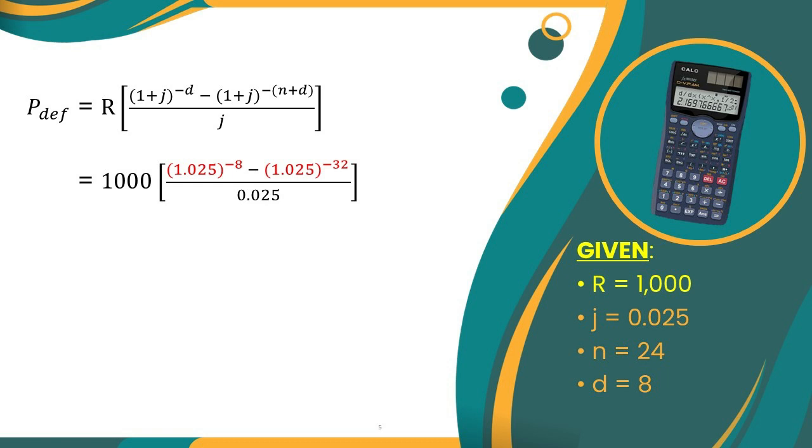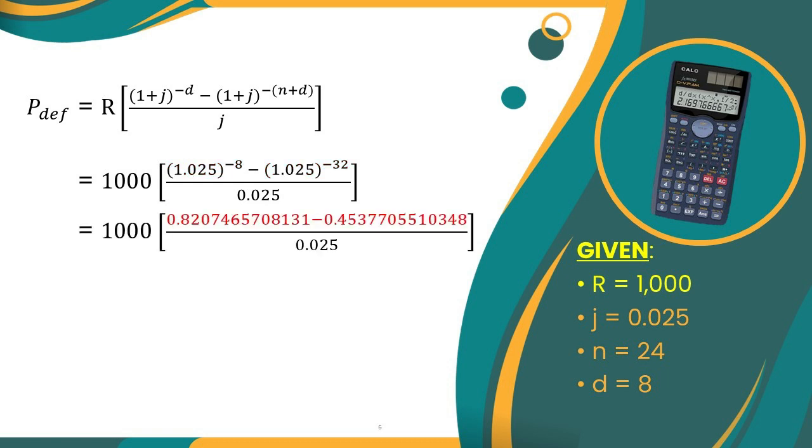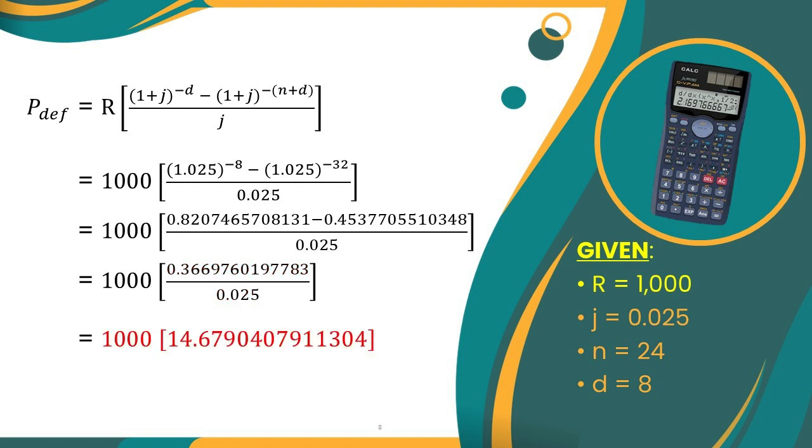Note, we already added 1 and 0.025 to obtain 1.025 in the base. We have also added 24 and 8 to obtain 32 in the exponent. So, the first operation we are going to perform is finding the power of 1.025 raised to -8 and -32. Then, subtract. Then, divide. Then, multiply. Hence, the answer is 14,679 pesos and 4 centavos.